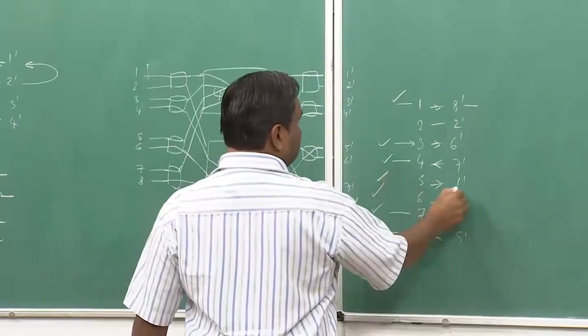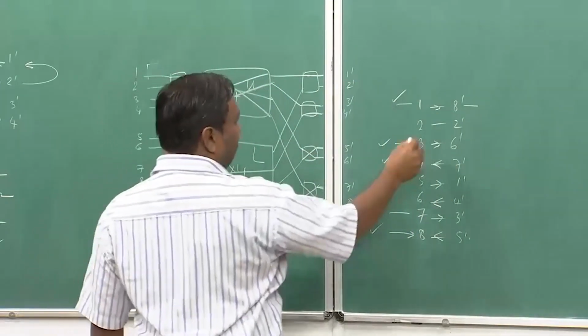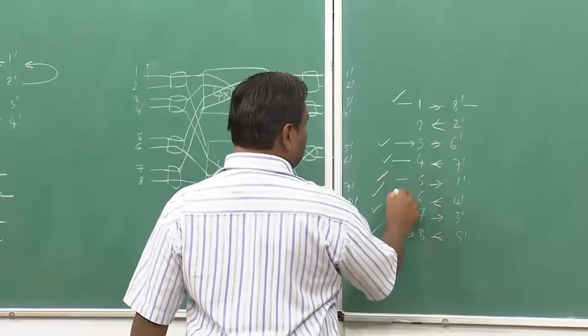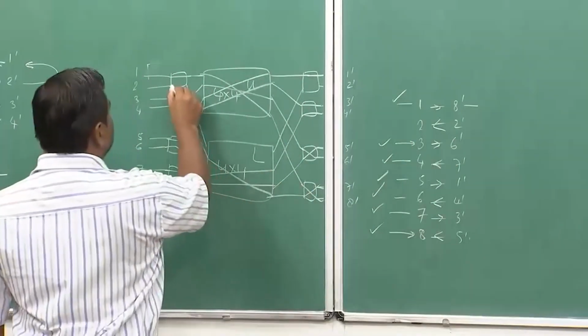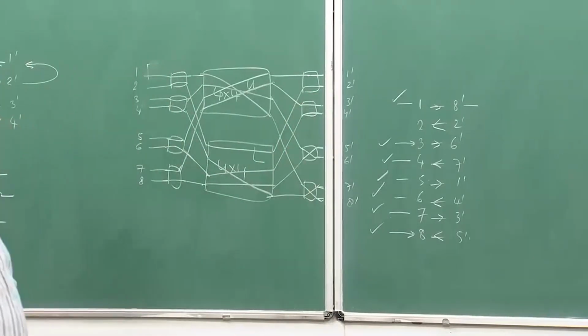So, this is done. Corresponding to 1 there is a 2, 2 has to be connected to 2 prime, but through a bottom route. So, 2 will be connected via the bottom route. I have set up all possible connections. I can actually keep on doing it.